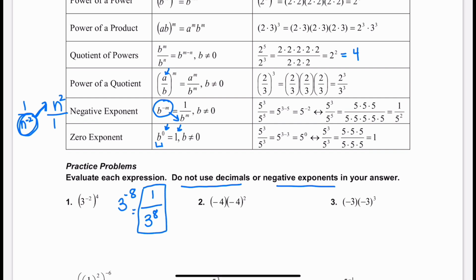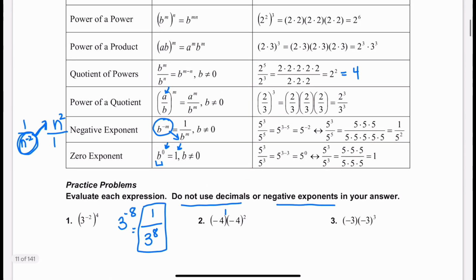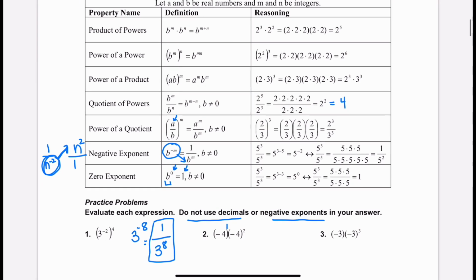Now I have -4 times -4 squared. This is a -4 to the first, and this is a -4 squared. We're going to look at the product of powers. The bases are the same on these -4s, and then we have some exponents. We have a -4 to the first and a -4 to the second. We're going to add those exponents. This is going to be a -4 to the third.